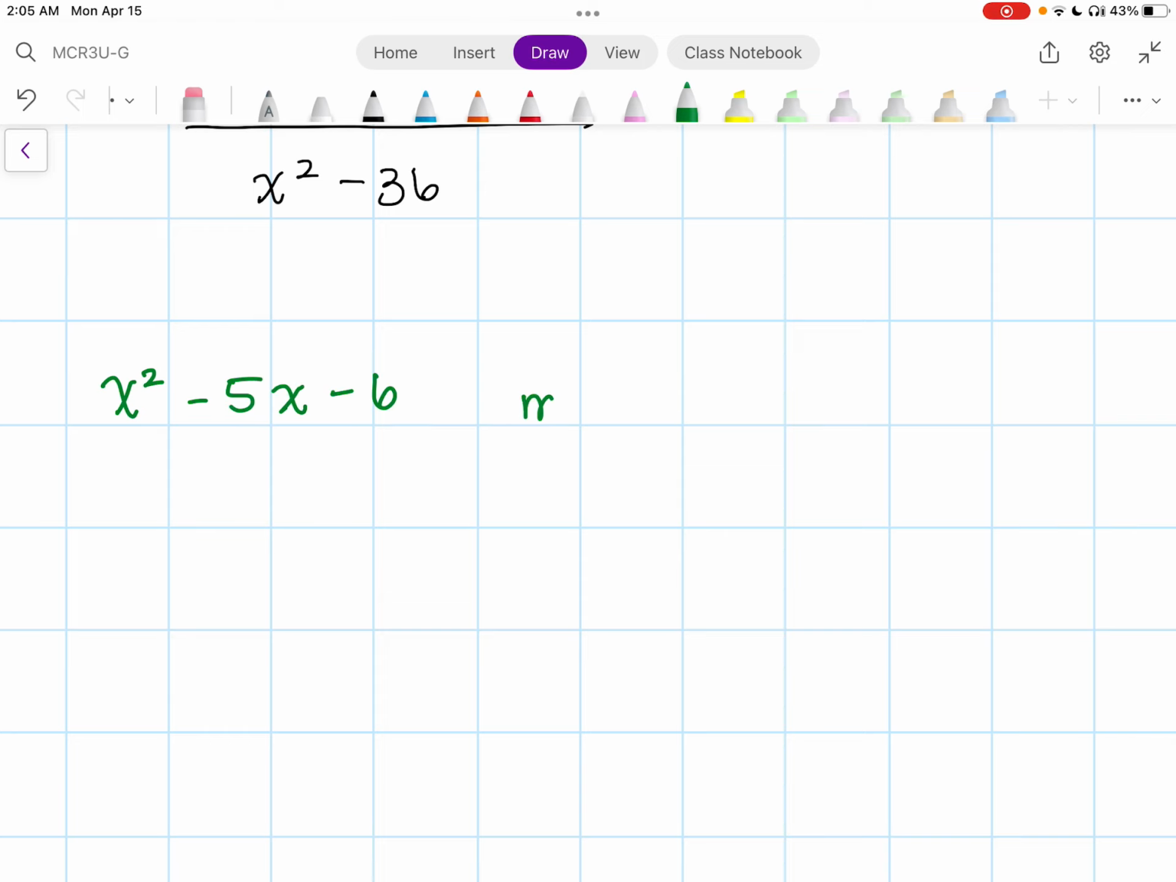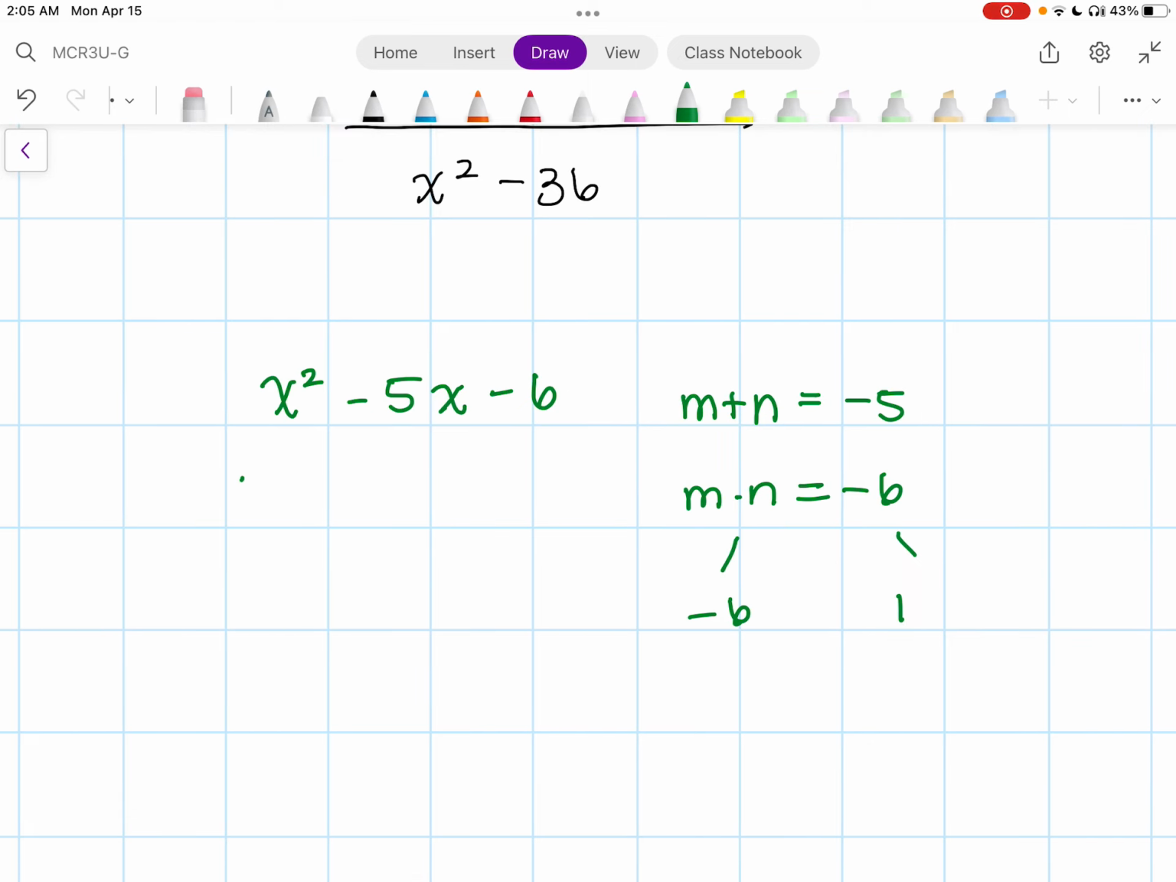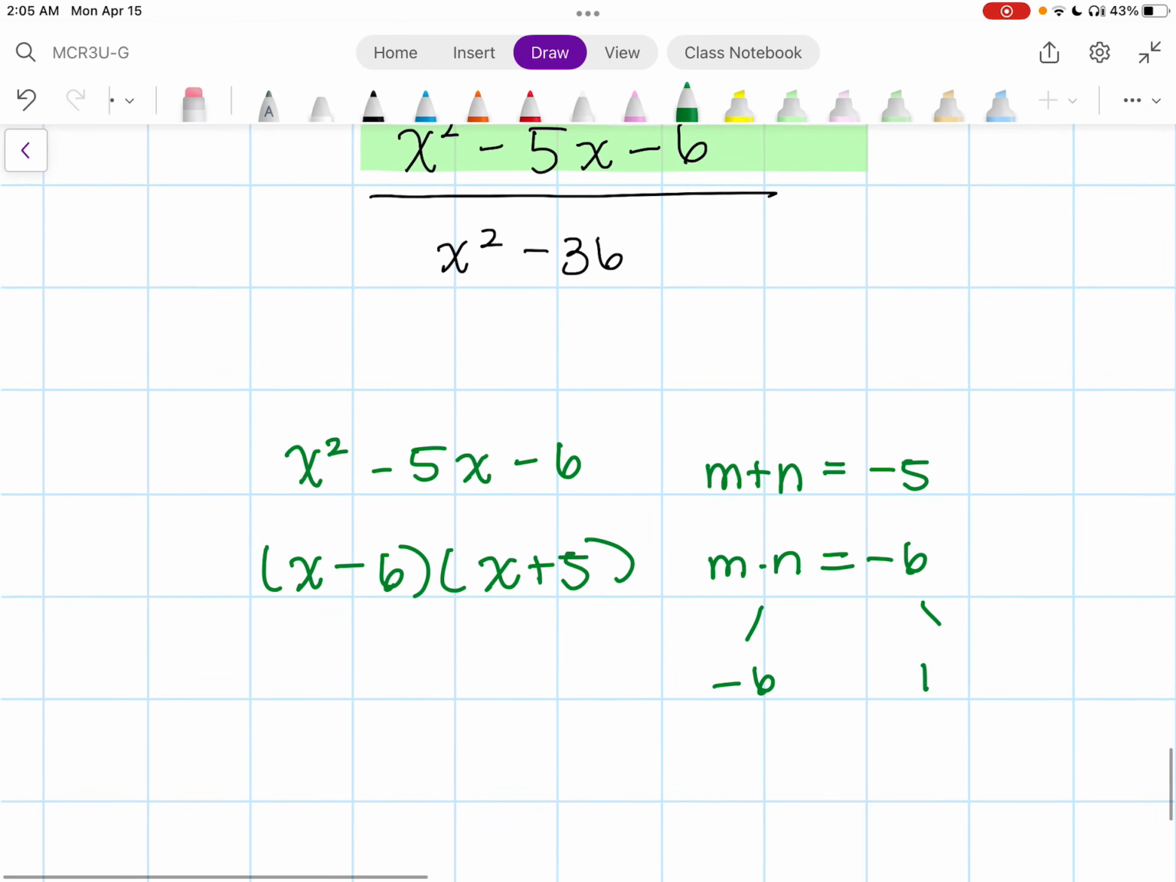We're going to find two numbers that when we add them together will give us -5. When we multiply them together will give us c, which is -6. And we know that those numbers are going to be negative 6 and positive 1, right? So then our m and n, we're just going to put them in like that. So we've now factored the numerator, right? Let's go ahead and factor the denominator.